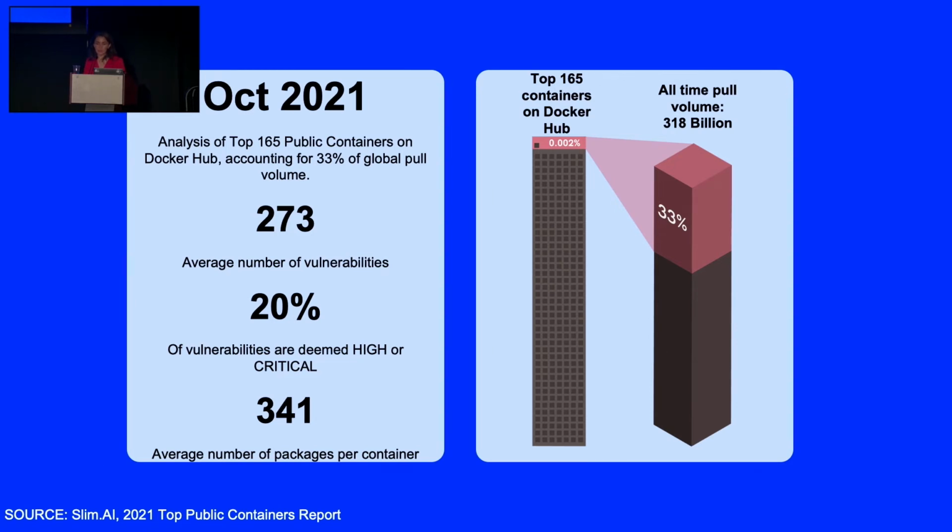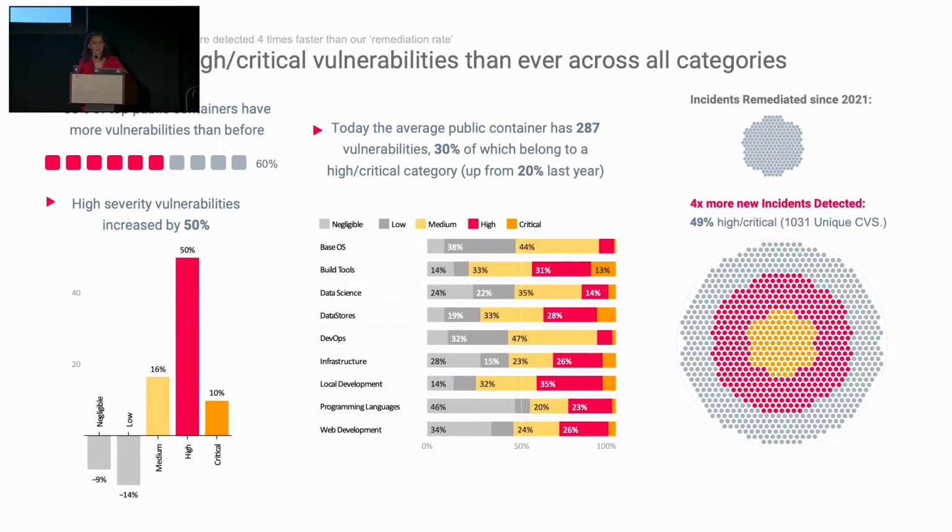So last week, as I said, we published a sequel to the 2021 report. And this time we are focusing on the delta between 2021 and 2022. So let's go ahead and look into the data and the key findings. So the first one here is about vulnerabilities. We saw more high and critical vulnerabilities than ever across all categories.